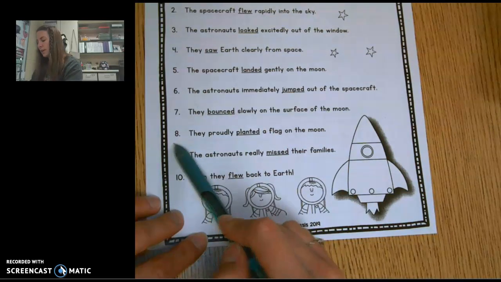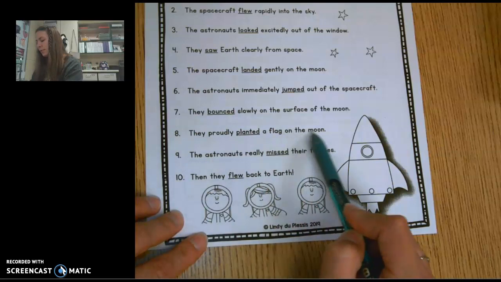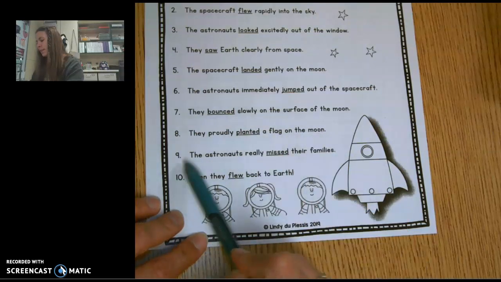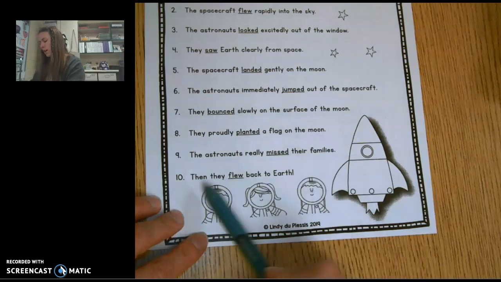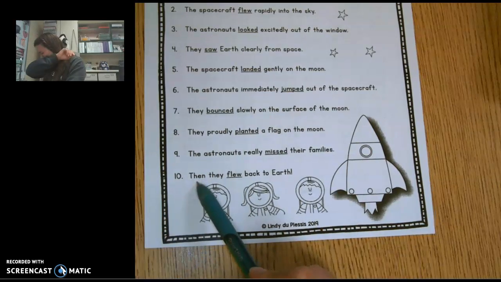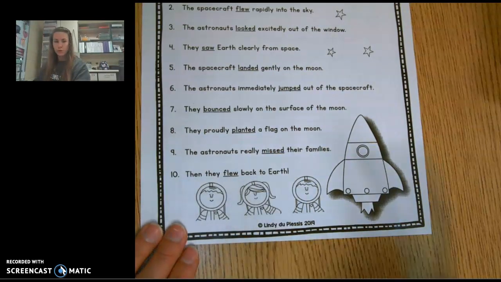Number 8, they proudly planted a flag on the moon. Number 9, the astronauts really missed their families. Number 10, then they flew back to Earth.